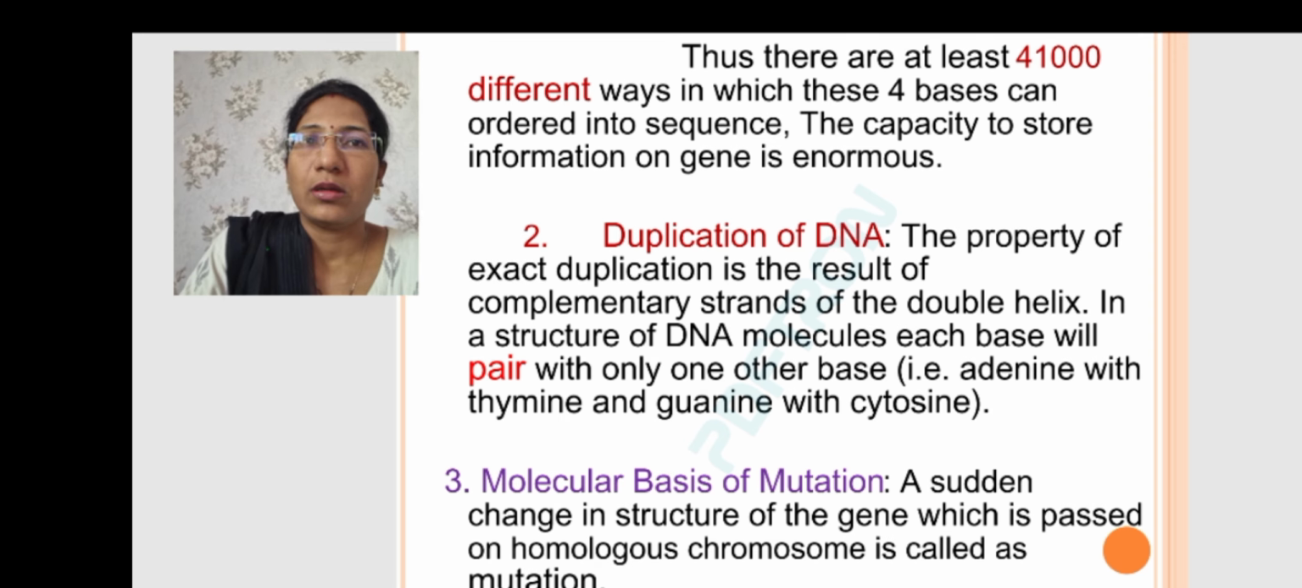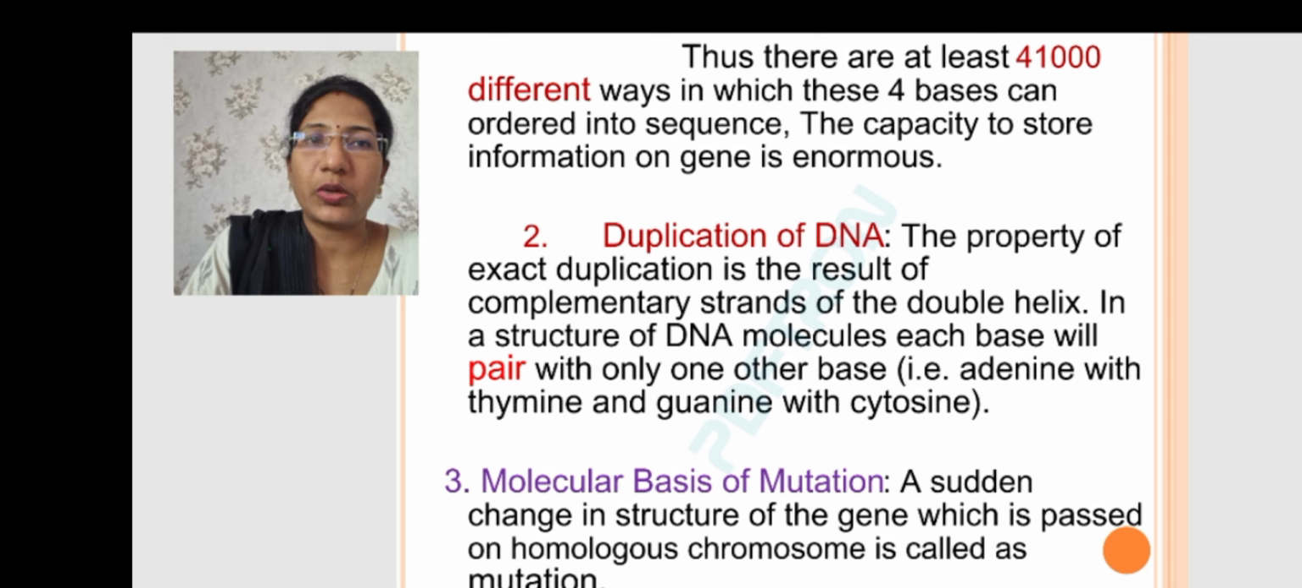Then the second mechanism, that is duplication of DNA. The property of exact duplication is the result of complementary strands of the double helix. In the structure of the DNA molecule, each base will be paired with only one other base, that is adenine with thymine and guanine with cytosine.